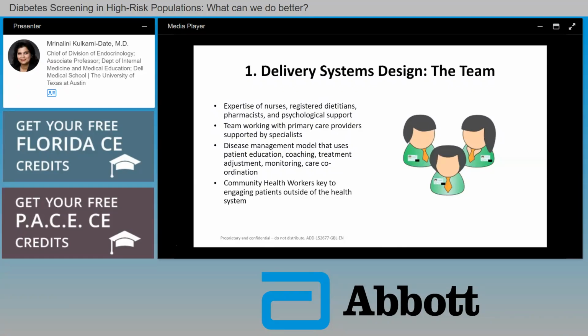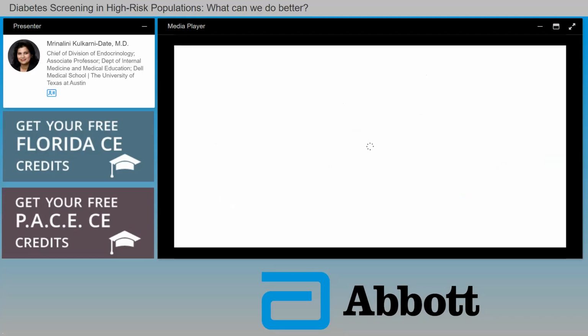And patient education needs to be a part of this delivery system, coaching, and continued monitoring and care coordination. And again, community health workers, these individuals are key to engaging patients outside of the health system. And that's actually a very effective place to engage our patients.